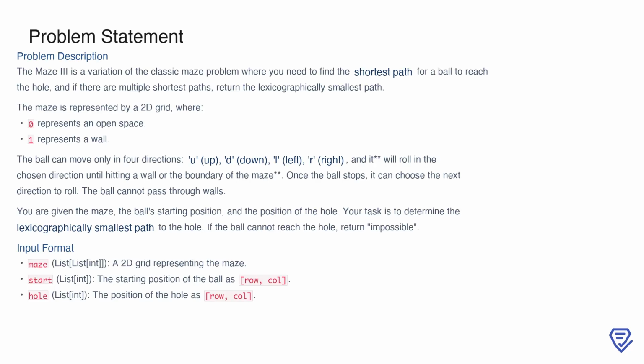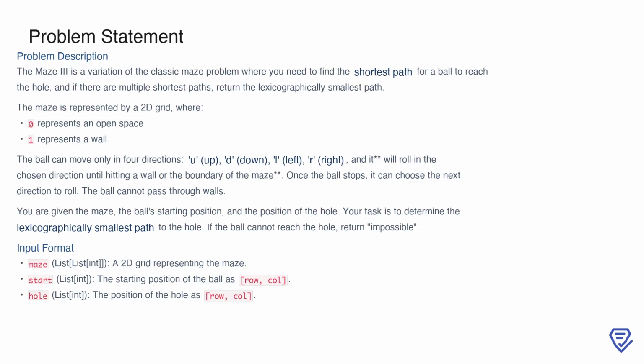In the maze 3, the goal is to navigate a ball through a 2D maze to reach a hole. The challenge is finding the shortest path, and if there are multiple shortest paths, selecting the lexicographically smallest one. The maze is represented as a grid where open spaces are denoted by 0 and walls by 1. The ball can move in 4 directions: up, down, left, and right, but it rolls continuously in a chosen direction until it encounters a wall or the maze boundary. Once it stops, it can choose another direction to roll.